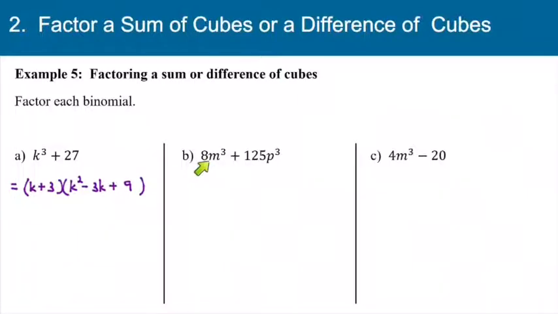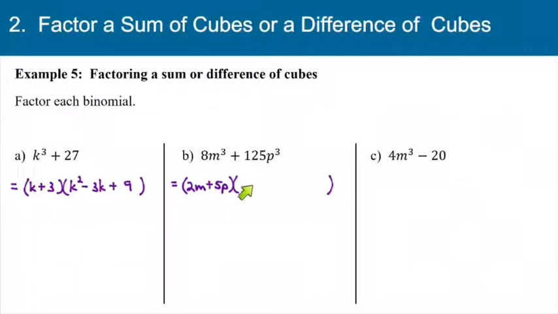Look at part B. Here we have 8m to the third, which is the third power of 2m. And here we have 125p to the third, which is the third power of 5p. So we do have a sum of cubes here. And nothing goes into both 8 and 125, so we don't even have a GCF or anything. Let's go ahead and start our factoring. So we said that 8m to the third is the third power of 2m, and we said that 125p to the third is the third power of 5p. So this is going to be 2m plus 5p.